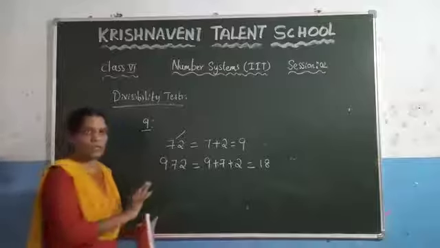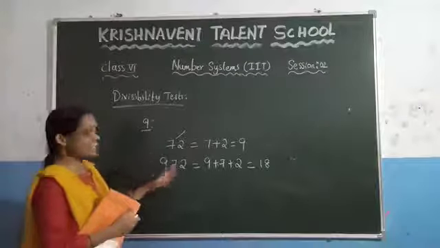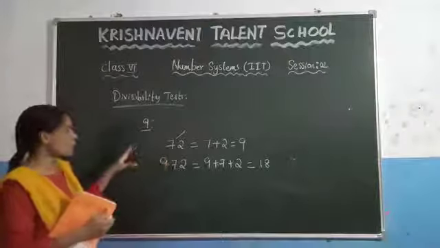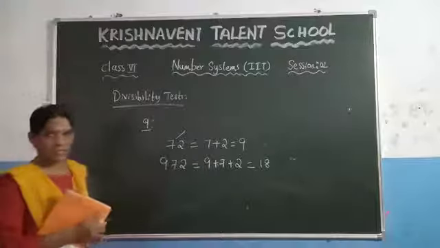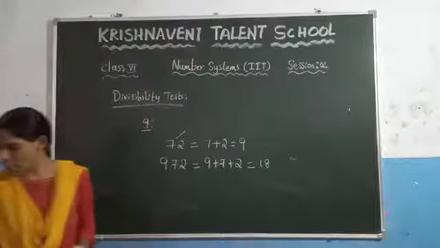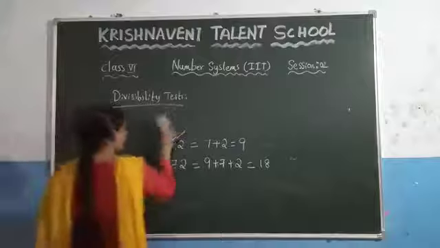So what is the divisibility rule for 9? You need to take the sum of the digits. If the sum of the digits is divisible by 9, we can say that the given number is divisible by 9. Now check for the divisibility rule for 10.